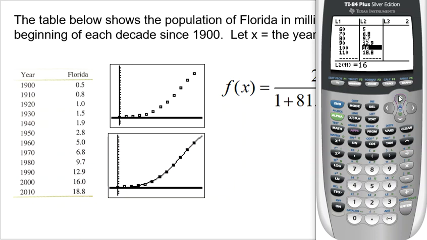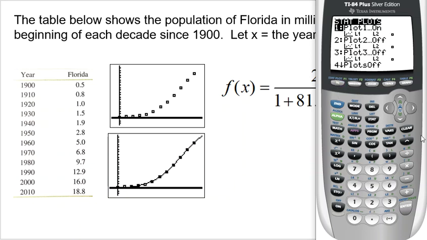So make sure for this problem, again, X was not the year, but it was the years since 1900. So the very first point at 1900 was a 0, and then the Y was 0.5. So again, always double check your work and make sure that they're all in there correctly. All right, so now, once again, second, y equals, turn on that plot 1, make sure everything is set, L1, L2, or wherever you have your X's and Y's.